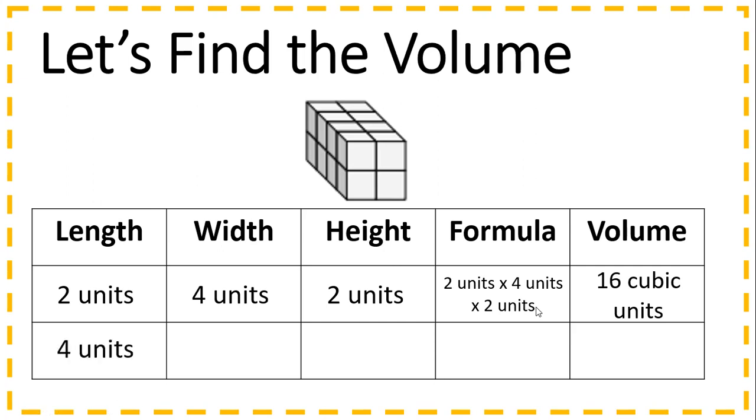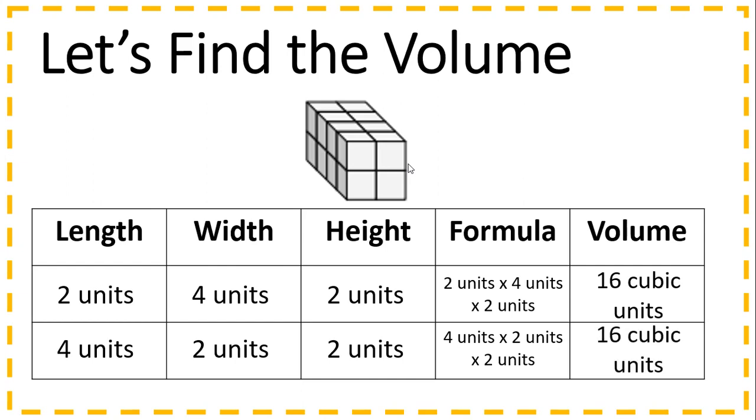If we turned it on its side, the length would now be 4 units. 1, 2, 3, 4. The width would be 2 units. 1, 2. And the height is 2 units. 1, 2. The formula is 4 units times 2 units times 2 units because it's length times width times height. 4 times 2 is 8, and 8 times 2 is 16. So even though the length and width were changed, we know that we can still multiply all these dimensions by each other to get 16 cubic units.